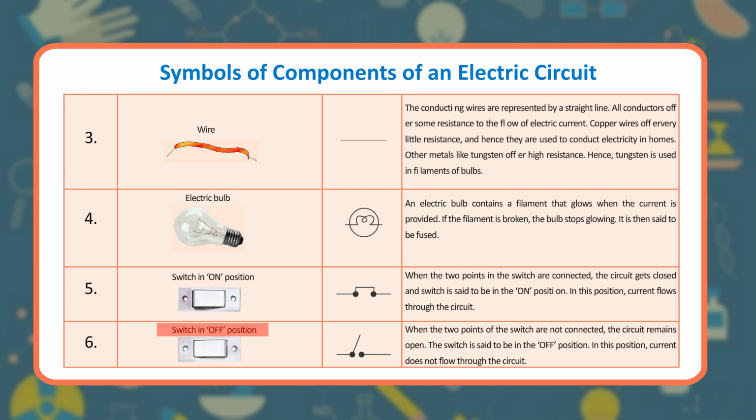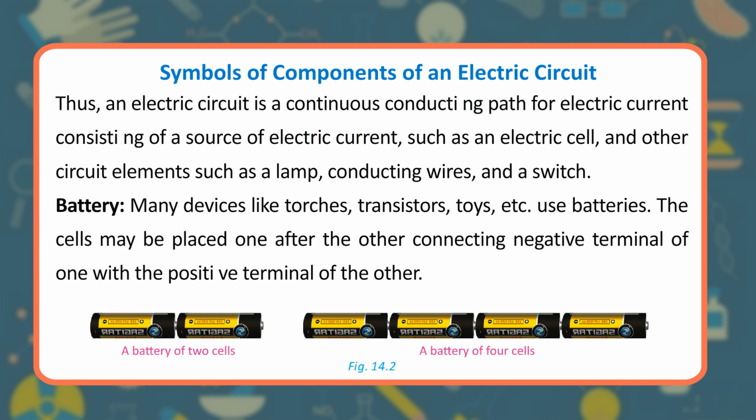6. Switch in off position. When the 2 points of the switch are not connected, the circuit remains open. The switch is said to be in the off position. In this position, current does not flow through the circuit. Thus, an electric circuit is a continuous conducting path for electric current consisting of a source of electric current, such as an electric cell, and other circuit elements such as a lamp, conducting wires, and a switch.